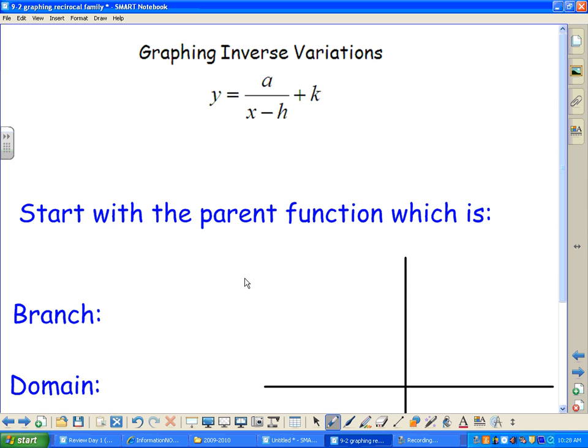Okay, here we go. All of the graphs that we're going to be graphing today are going to be of this form: y equals a over x minus h plus k. They're all related to the parent graph. If we know what the parent graph is, can anybody tell me what you're going to be doing to that parent graph to get your new graph, based on what you see here and what you already know from things we've done earlier this year? Sarah?